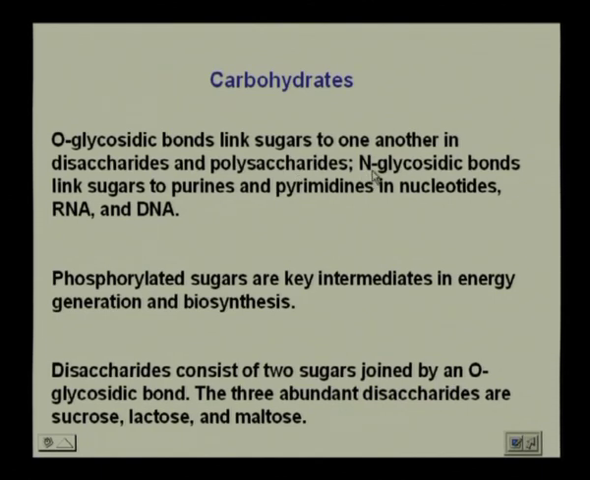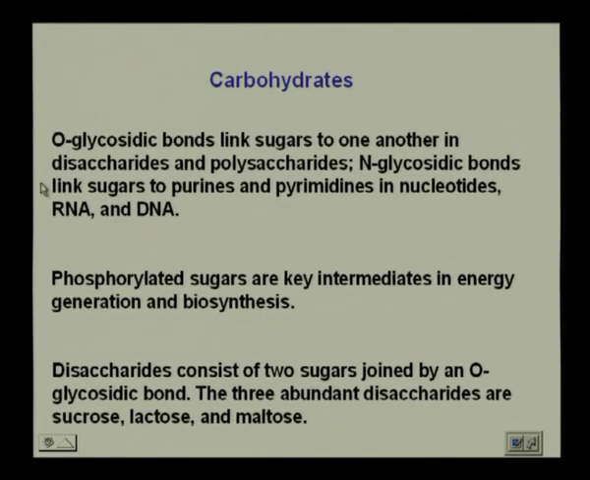When we speak of N-glycosidic bonds, we know that in O-glycosidic bonds the oxygen is involved in the linkage. When we have an N-glycosidic bond, the nitrogen is involved in the linkage, and glycosidic means that there is a sugar involved. So, we have nitrogen and sugar. These are the bonds that link sugars to the purines and pyrimidines in nucleotides. This we will study in much more detail when we consider the nucleic acids and their specific components.